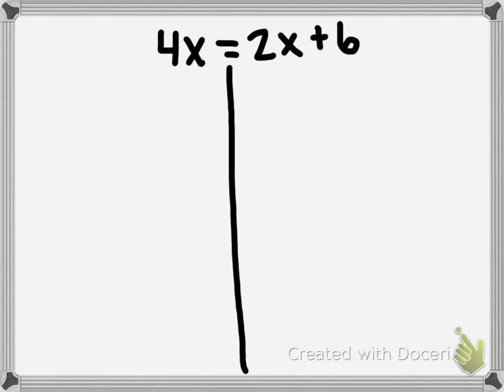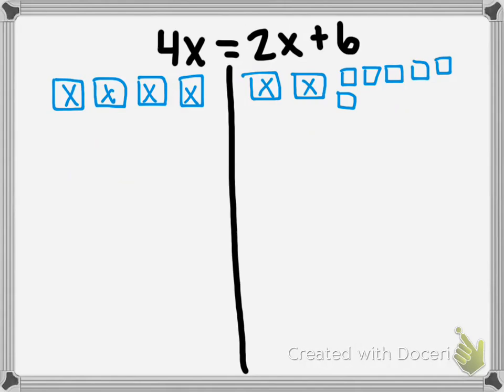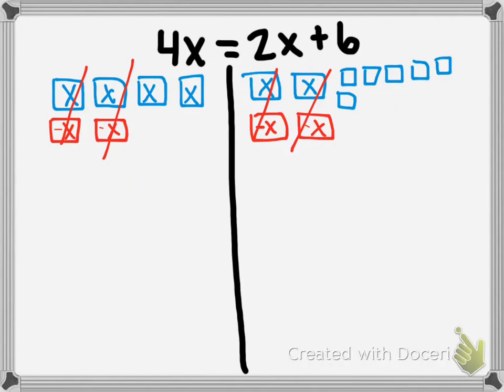For instance, 4x equals 2x plus 6. The first thing I want to do is draw the picture that shows this equation. Then I want to solve it. So I solve it by taking my two x's on the right side and getting rid of them. The only way I can do that is by pairing them with two negative x's. If I do that on the left side, I have to do that on the right side. And then I use zero pairs to get rid of them.